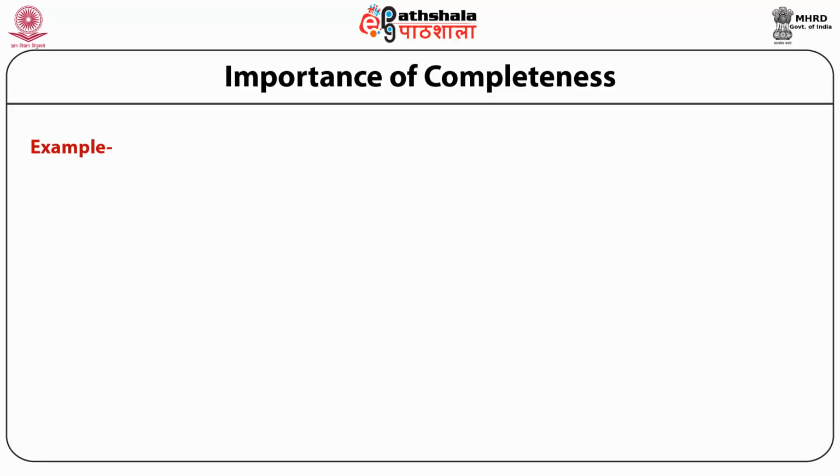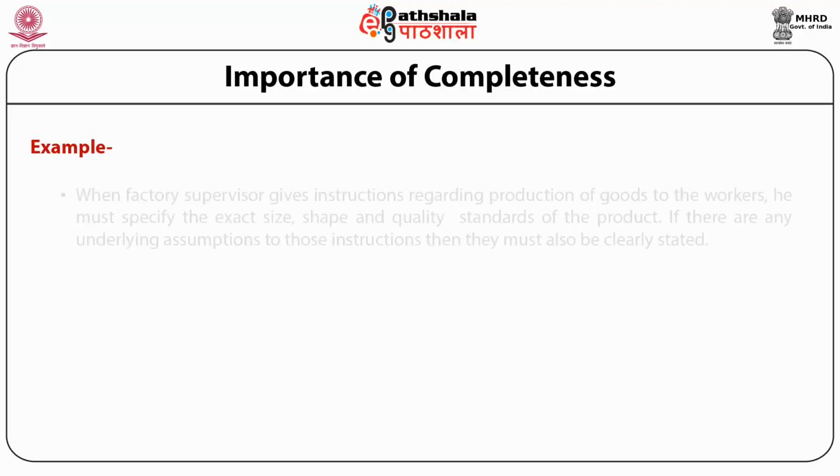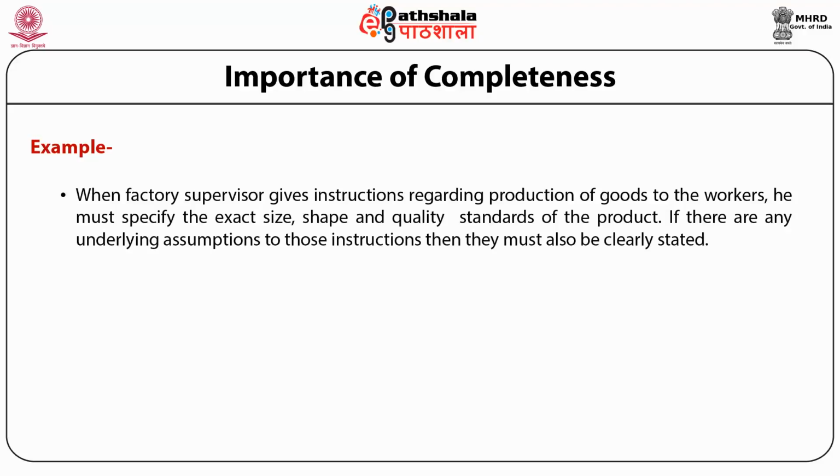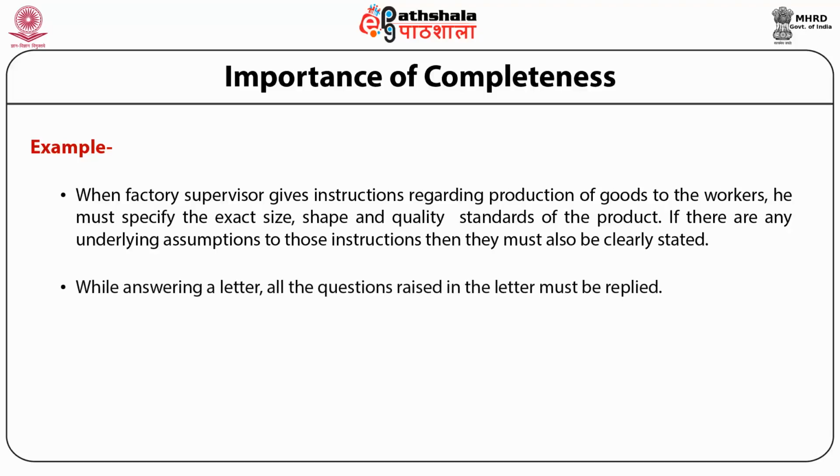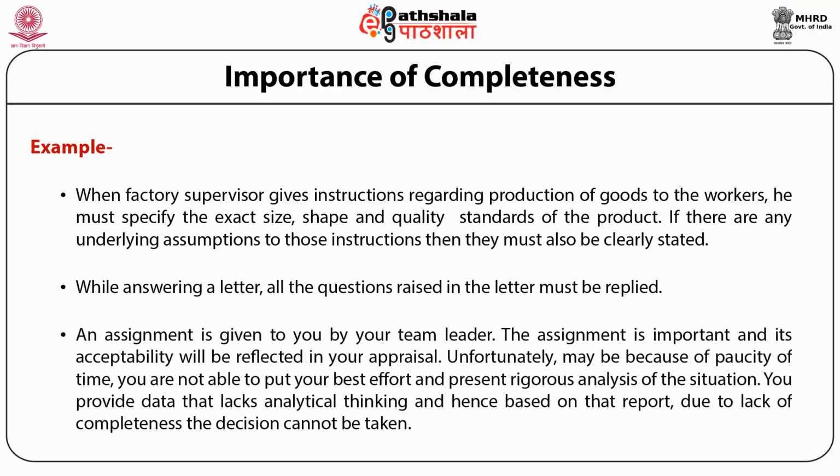Let's now consider some examples. For example, when a factory supervisor gives instructions regarding production of goods to the workers, he must specify the exact size, shape, quality, and cost of the product. If there are any underlying assumptions to those instructions, then they must also be clearly stated. Another example we can take is that while answering a letter, all the questions raised in the letter must be replied to.